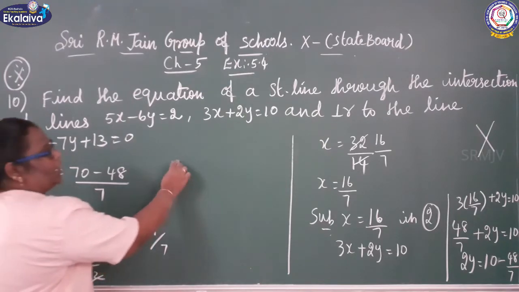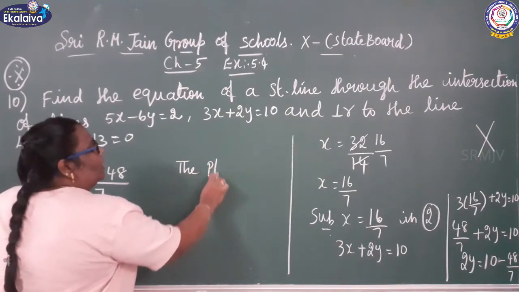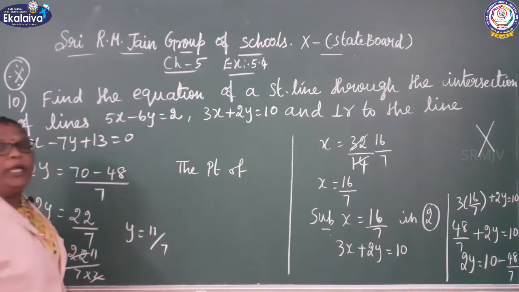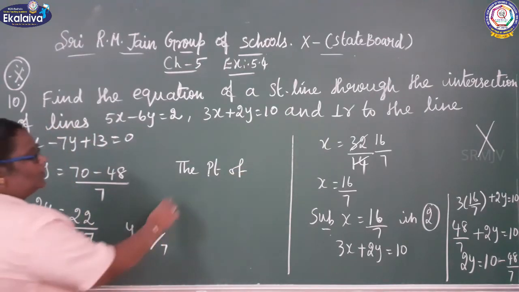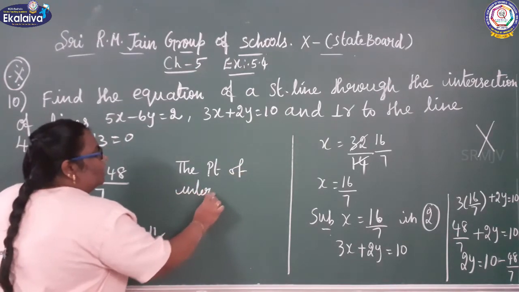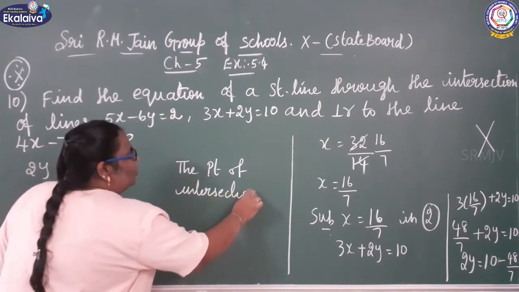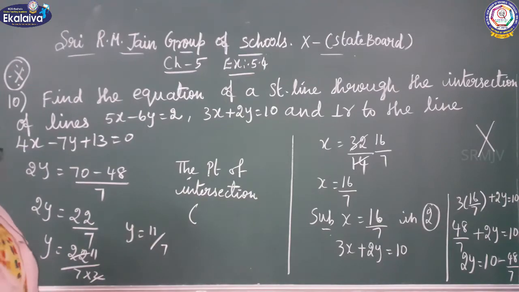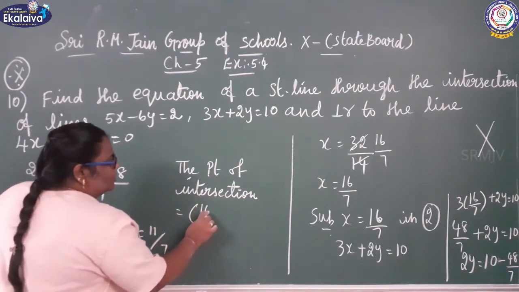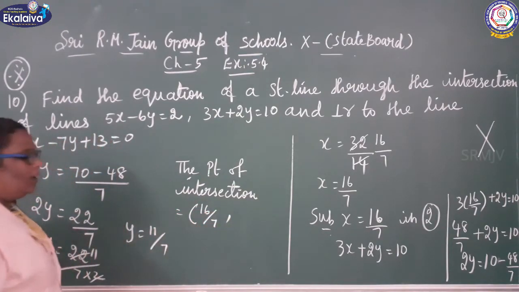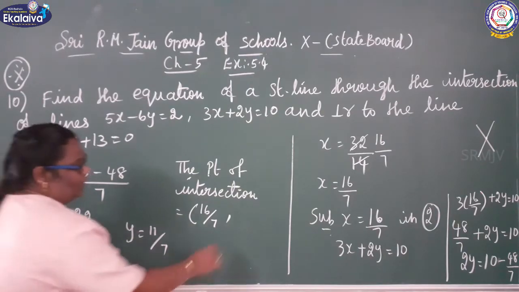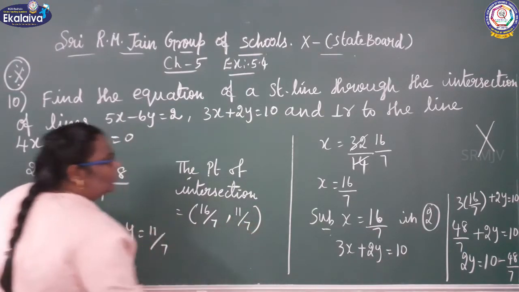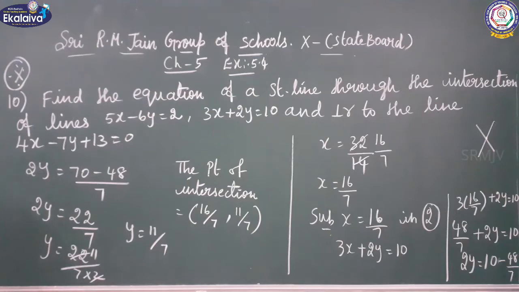So the point of intersection is, what is the x point? 16 by 7 comma 11 by 7.